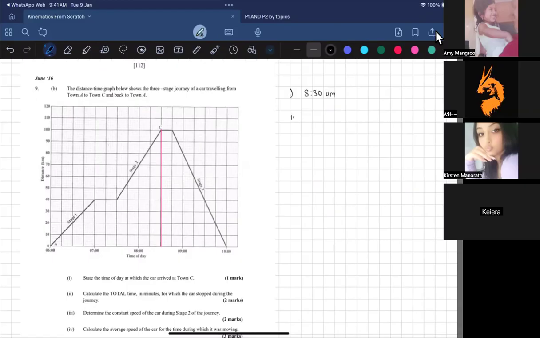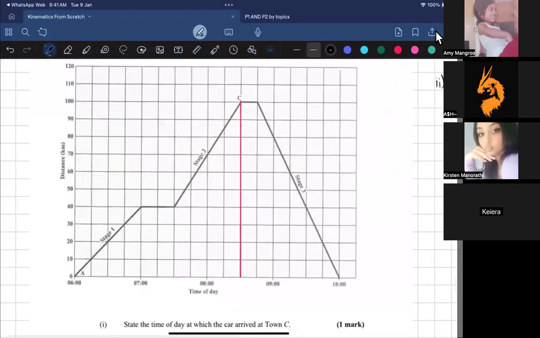All right, part 2. Calculate total time in minutes for which the car stopped during the journey. All right, so we need to figure out how much time she spent not moving for the whole journey. Amy, can you circle the pieces of the journey where she isn't moving? Highlight those stages or those portions of the journey, right? The first one you circled, how much time is that again? Half an hour. This is 30 minutes.